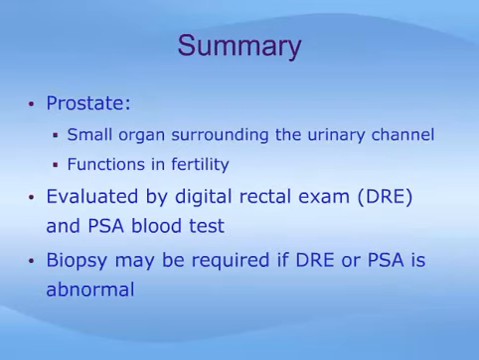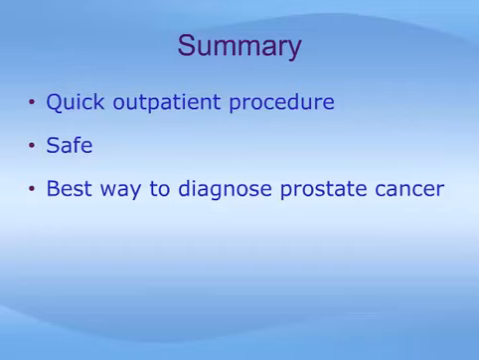In summary, the prostate is a small organ surrounding the urinary channel that plays a role in fertility. Conditions affecting the prostate can cause urinary symptoms. However, prostate cancer is usually detected before any symptoms appear. The prostate is best evaluated by digital rectal examination, or DRE, and the PSA blood test. When these are abnormal, biopsy may be required to further assess the prostate. Prostate biopsy is a quick and safe outpatient procedure. It is the best method that doctors have to confirm or rule out prostate cancer, and hopefully it can lead to curative treatment when it does exist.